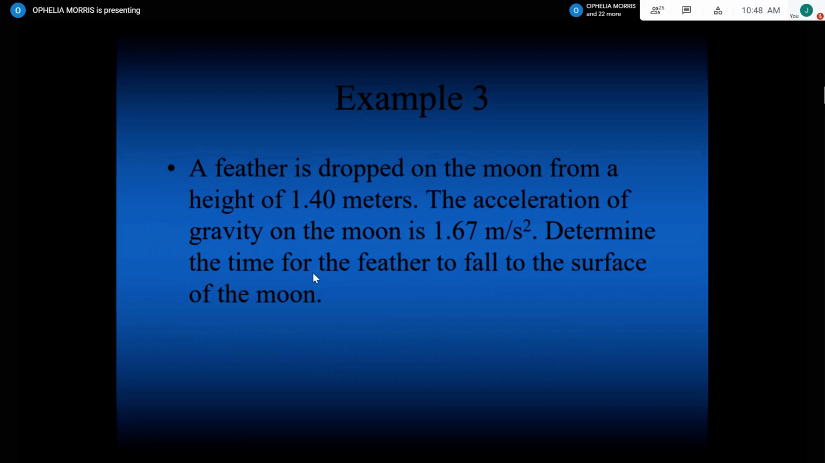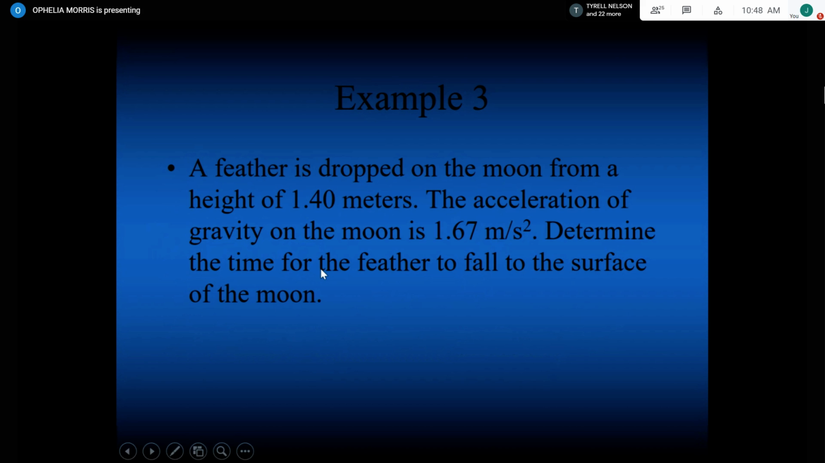So it says the feather is dropped on the moon from a height of 1.4 meters. The acceleration of gravity on the moon. So why are they giving you gravity here? Because every planet has its own gravity. So the acceleration on the moon is 1.67 meters per second squared. The reason they gave you acceleration here is because on Earth, everything is going to have the same acceleration due to gravity. If you go to a different heavenly body, like Pluto or Mars, they're going to have to give you the acceleration.